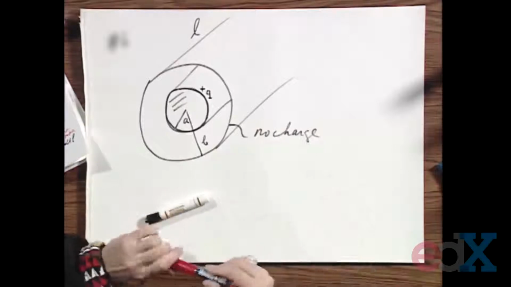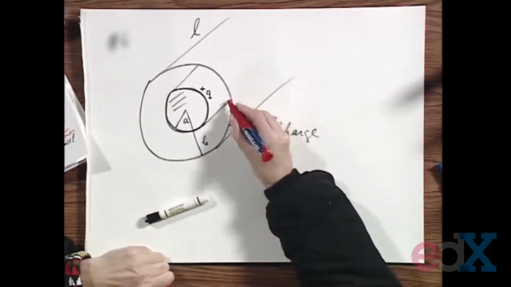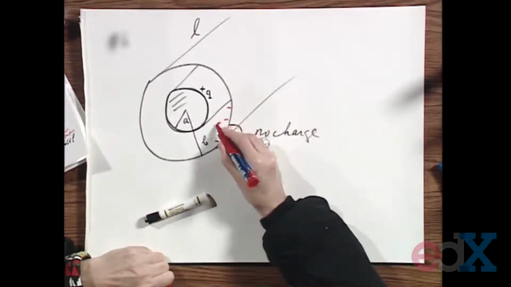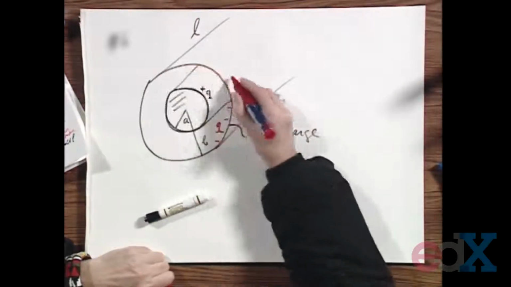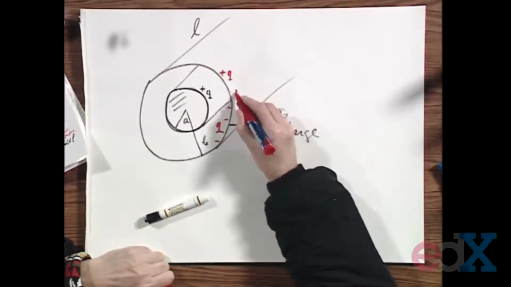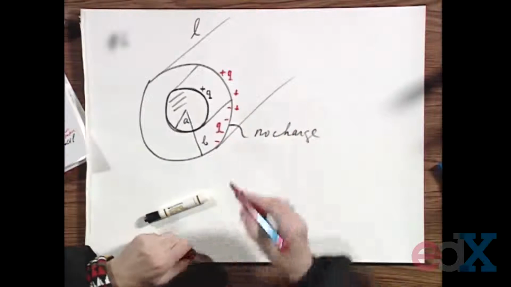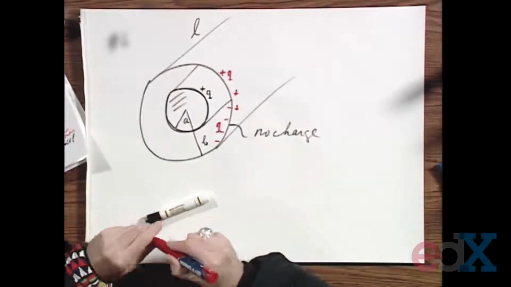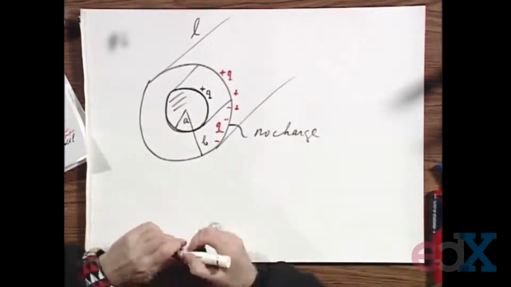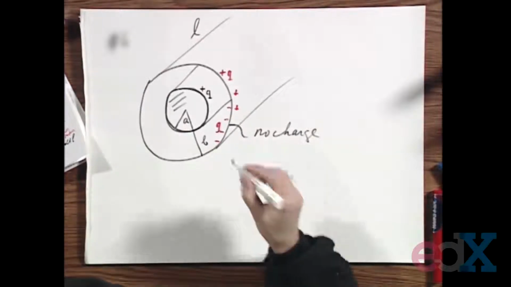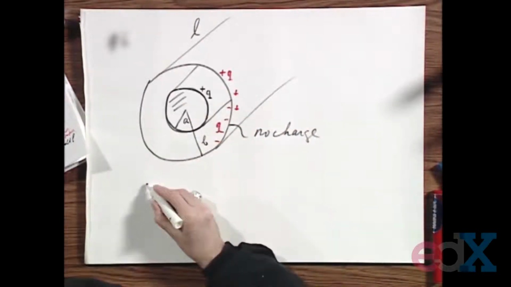Now clearly, as a result of this plus Q charge, there will be a minus Q charge induced on the inside of this cylinder and a plus Q induced on the outside of that cylinder, but the net charge on that cylinder is 0. And you're being asked now what the E field is everywhere in space.